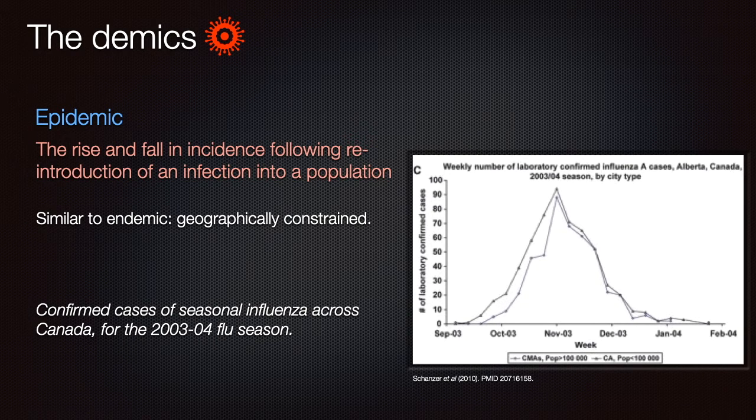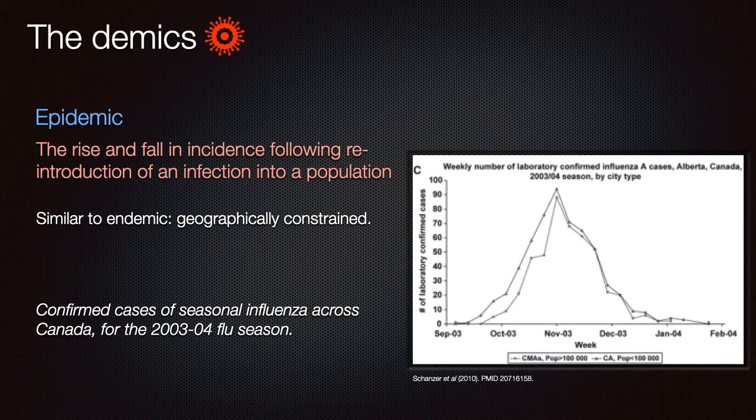The second in this category is epidemic. Epidemic is a sudden burst in the number of infections, or the rise and fall in incidence following the introduction of infection into a population. Again, as with all of these terms, we usually discuss this within a limited geographical range.